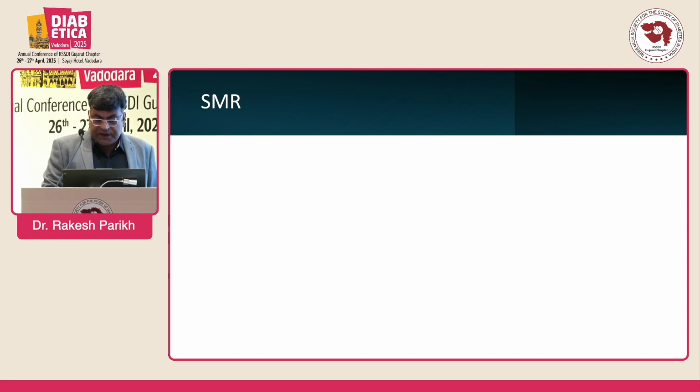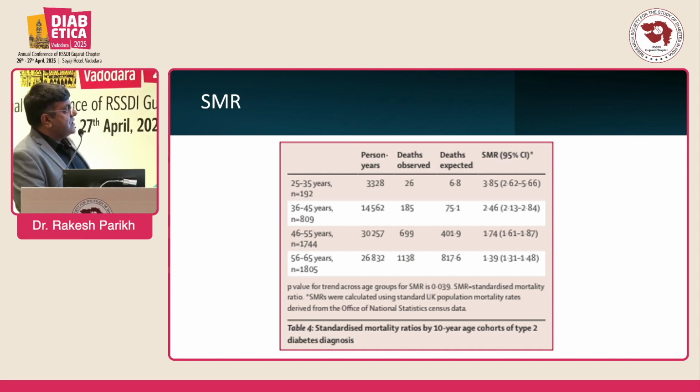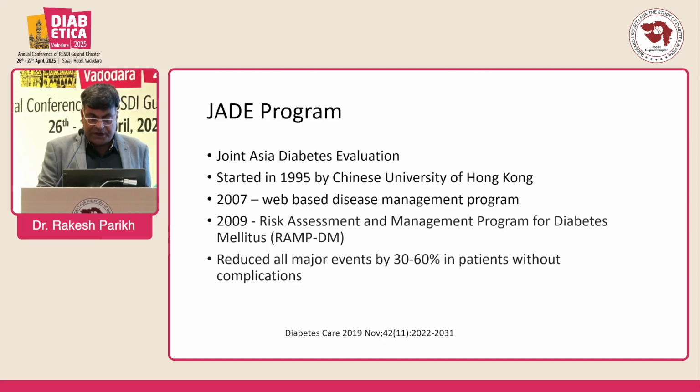And they also looked at standardized mortality rate. So from the same study, sorry, again, one slide is missing here. So compared to people who are developing diabetes at an elder age or more than 65 years, someone who develops it at 25 to 35 years has a 3.85 times more risk of mortality. Then 36 to 45, it's 2.46. Younger you are, the higher is the risk of mortality.